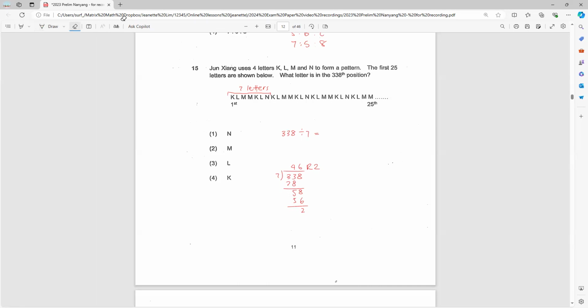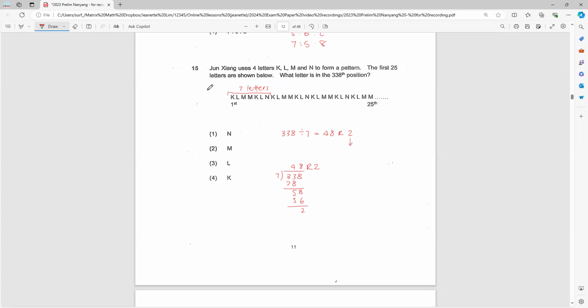Sorry, 48, 48, not 46. 8 times 7 is 56. Okay, so 48 remainder 2. This remainder of 2 means that you will have 48 sets of that. Doesn't matter. What we want to look at is the remainder. Remainder 2 means the next 2 letters.